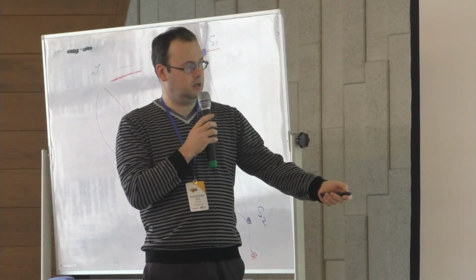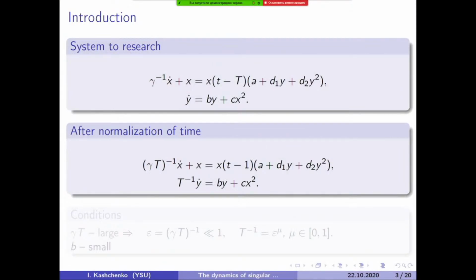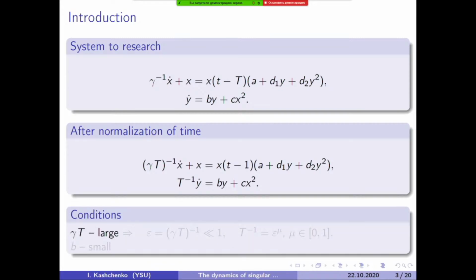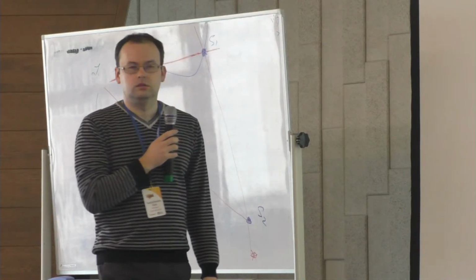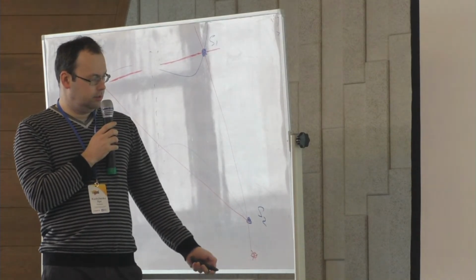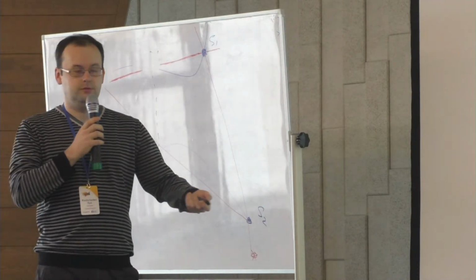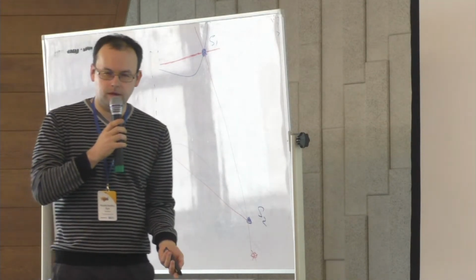If we normalize time so that the delay becomes equal to 1, we have a 1 over T multiplier here and here. And we will study this system under the following conditions. The main condition is that gamma multiplied by T is a large value, so 1 divided by gamma T is small, and again we have a singularly perturbed equation. This product may be large if gamma is large, if T is large, or both are large.